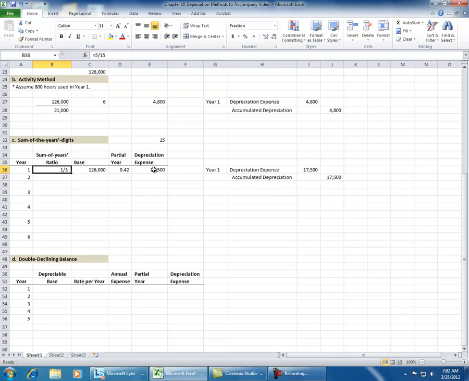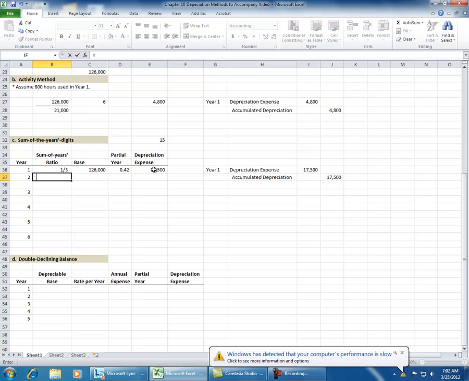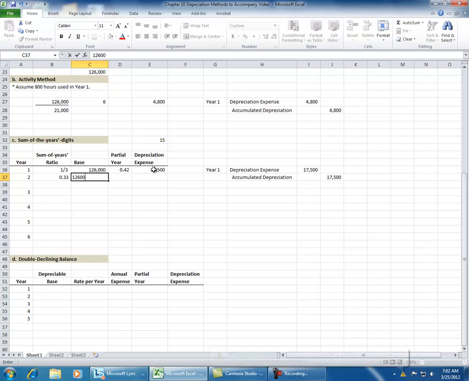Now in that first year we took 5 over 15ths, but we only did that for a partial year. So we need to complete that year in year 2. So I'm still going to use, for part of the year, the 5 over 15 multiplied by that base. And the partial year then would be the remaining part of that 12 months. So we already did 5 months, so we're going to do 7 out of 12 months. And we'll multiply that across.